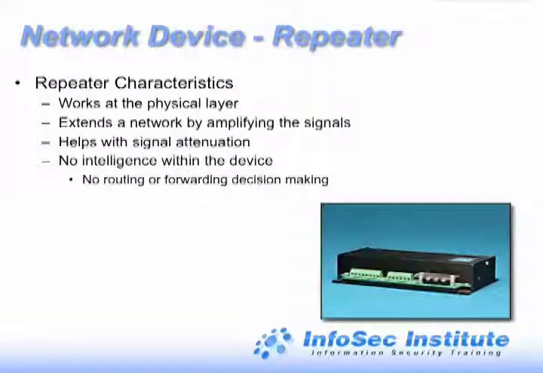Okay, repeater characteristics. They work at the physical layer, layer 1. Extends the network by amplifying the signal, helps with signal attenuation. There is no intelligence with the device. So basically what it does is goes from port 1 to port 2 and then just amplifies it.